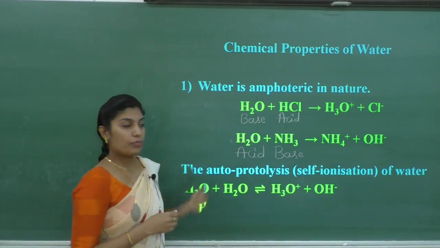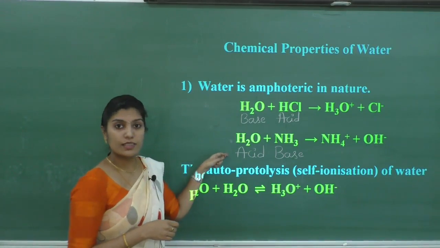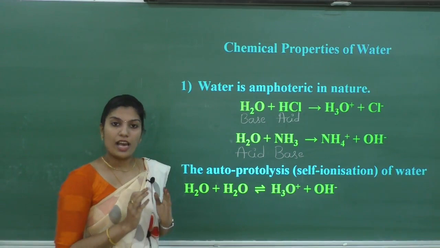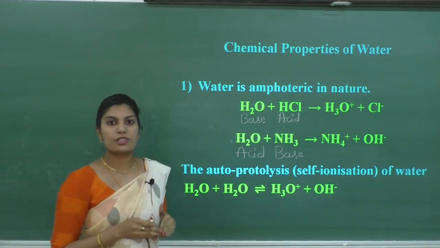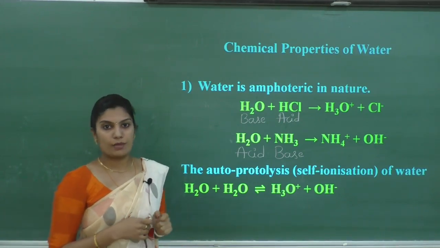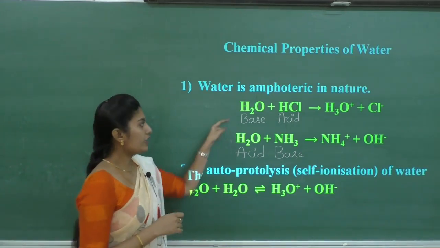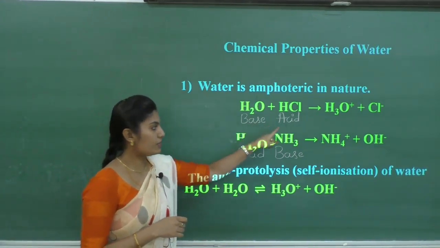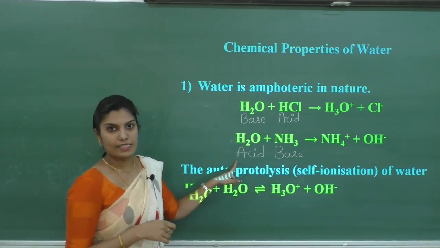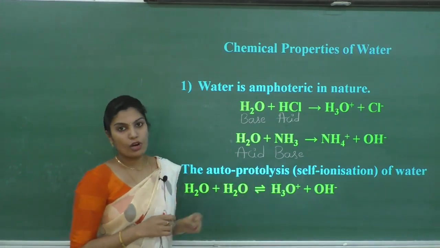A question may be asked: explain the amphoteric nature of water. Then you have to consider these two reactions and explain the amphoteric nature. Amphoteric nature is nothing but a substance which acts as both an acid as well as a base. Those types of substances are called amphoteric substances. Here the water will act as a base in the presence of an acid. In the presence of a base, it will act as an acid. Cleared?